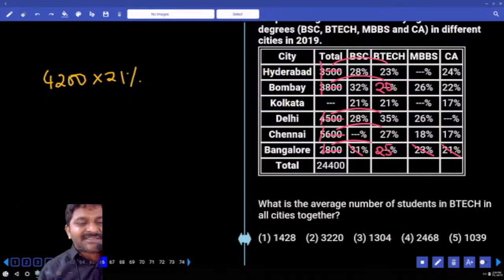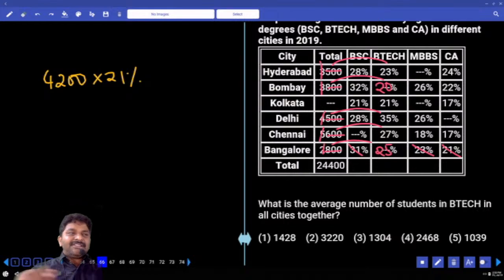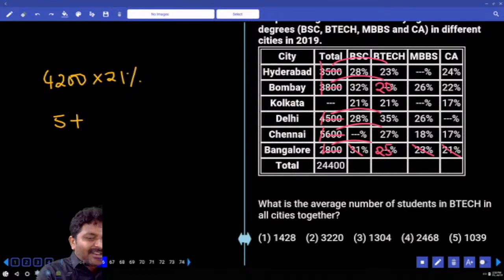Okay? Let's see our luck. Hyderabad, what percentage do we have to calculate? 23%. 23 into the 1% value. 1% value is 35. 35 into 23 ends with 5. Next, 20% of 3,800 ends with 0. Next, 21% of 4,200 ends with 2.